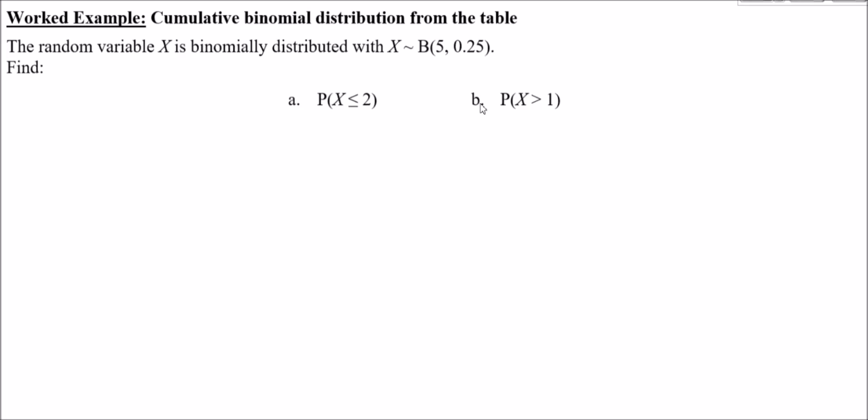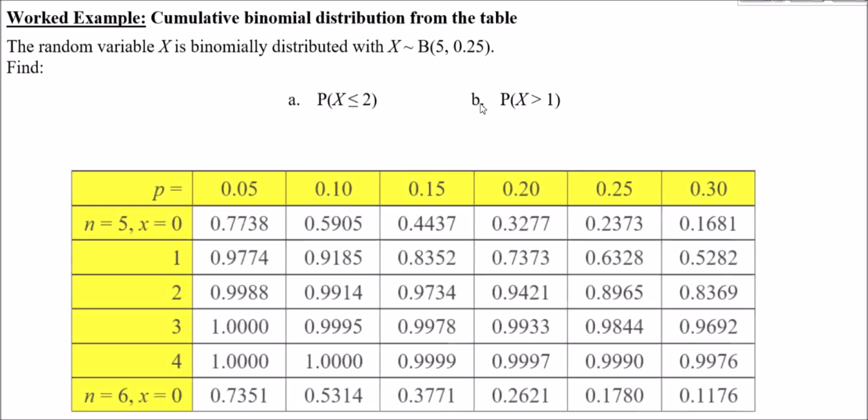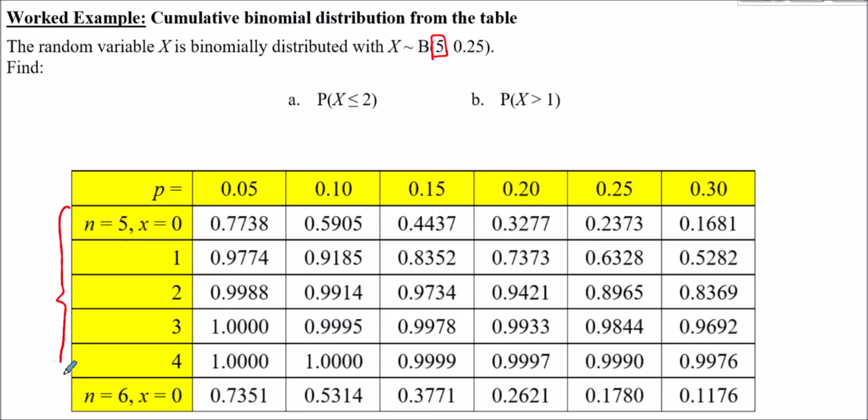First of all, let's imagine we've got this formula book in front of us, and we open it up and we find the right bit, and we have this. So let's label on what we need. We've got here our n is 5, so we're looking at these bits here. n equals 6, don't need that. And 0.25 is our probability. So we're going to be focusing on these values here. We're looking at this column.